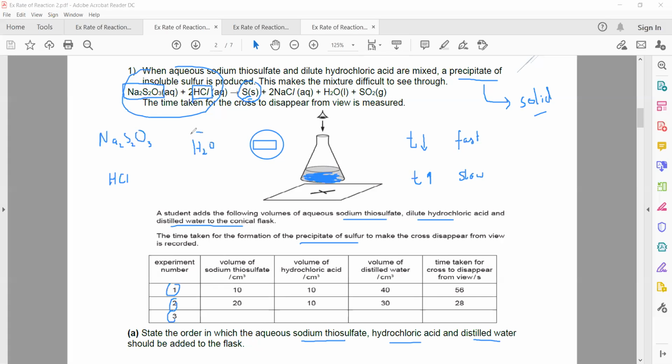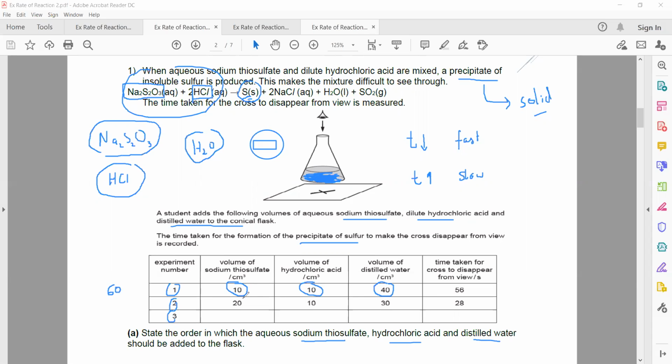So what is the purpose of the water? Because we want a fair comparison for all the 3 experiments. That's why we want the total volume of the solution to be the same. For example, if I took 10 cm cube of thiosulfate and 10 cm cube of hydrochloric acid, we are changing only the amount of thiosulfate. Hydrochloric acid is fixed. So what volume did we take for water? We took a volume of water of 40 cm cube. So when we take the volume of water as 40 cm cube, it shows that the total volume of the solution will become 60.